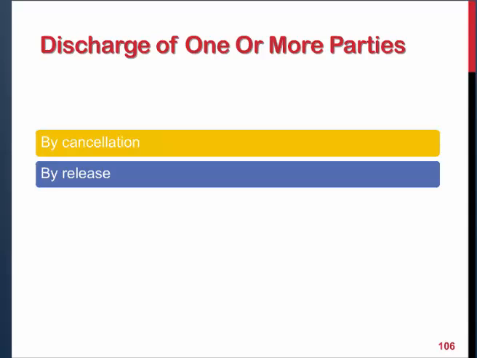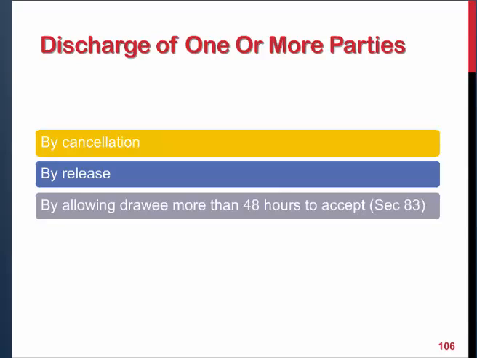By release: if the holder of a negotiable instrument releases any party to the instrument by any method other than cancellation, the party so released and all parties subsequent to him are discharged from the liability. By allowing drawee more than 48 hours to accept, Section 83: if a holder of a bill of exchange allows the drawee more than 48 hours, exclusive of public holidays, to consider whether he will accept the same, all parties not consenting to such allowance are thereby discharged from the liability.